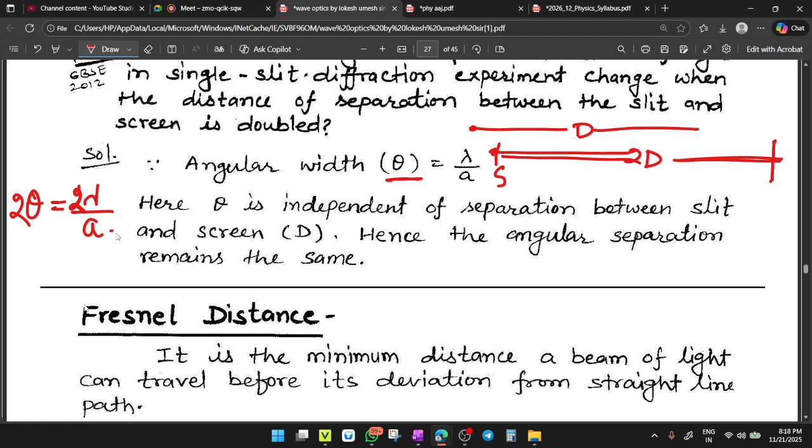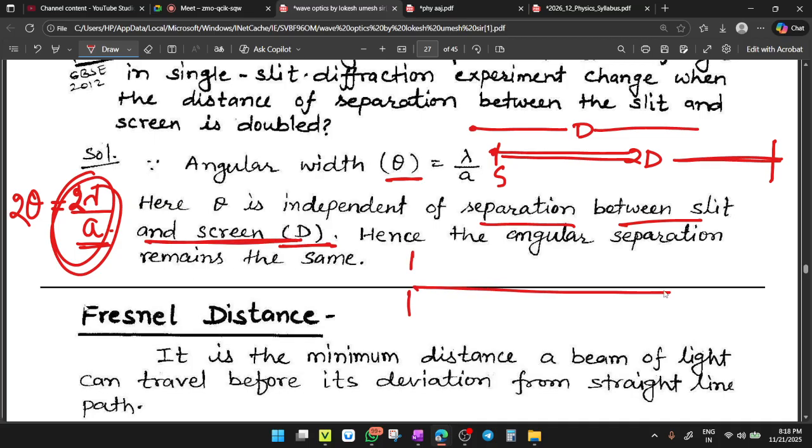So you see, is there any term of capital D? No, it is independent of the distance between source and screen. Here theta is independent of the separation between slit and screen. Clear or not clear? So angular separation remains the same. There will be no change in the angular separation. Clear?